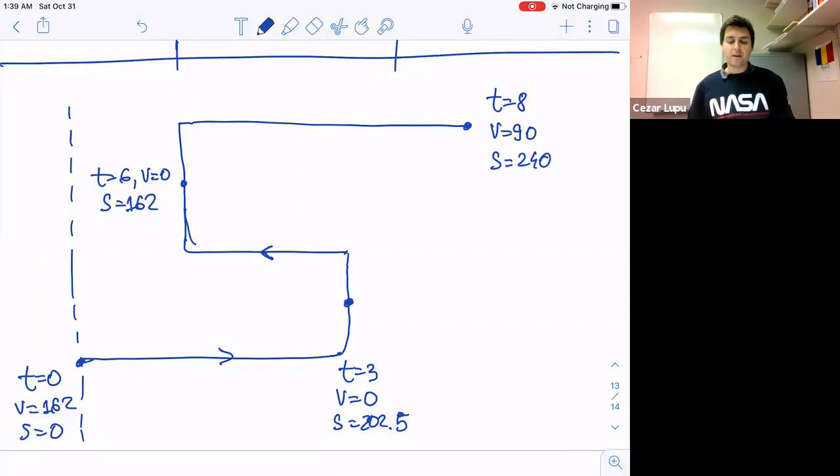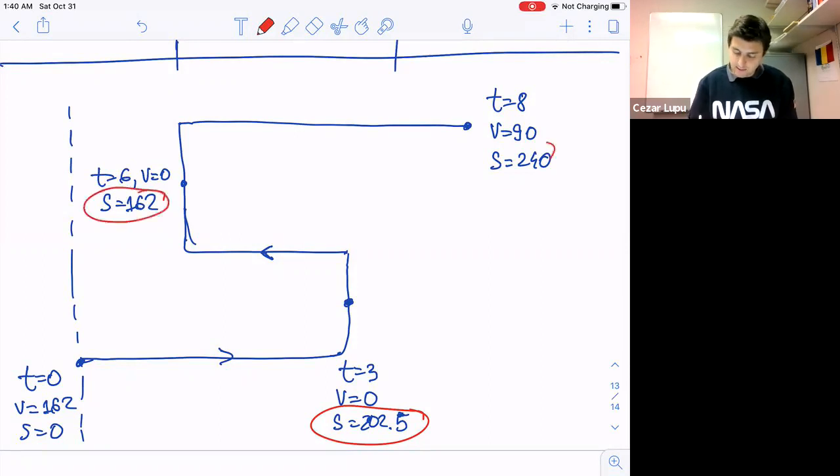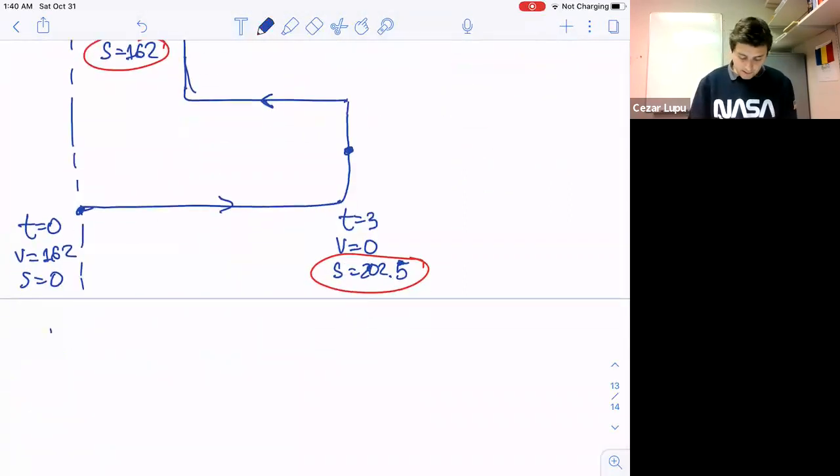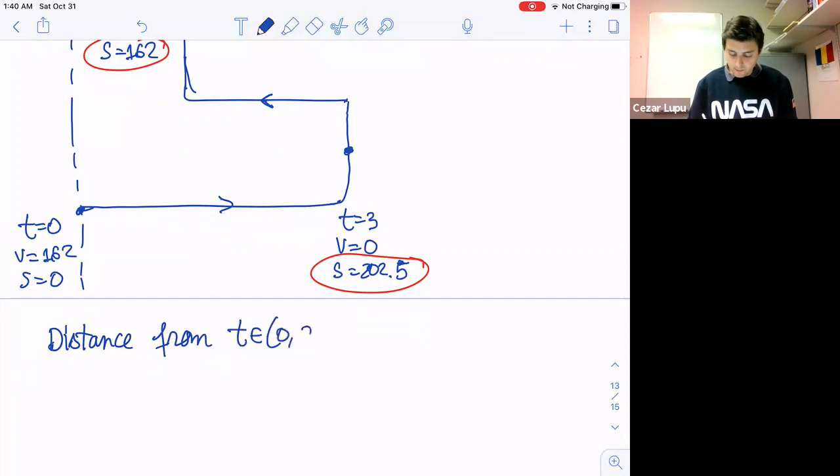And now guess what? Well, the distance from 0 to 3 is 202.5. Look at it here. The distance from 3 to 6 is 202.5 minus 162, right? Let's write this. So let's look at these. So the distance from 0 to 3 is 202.5.